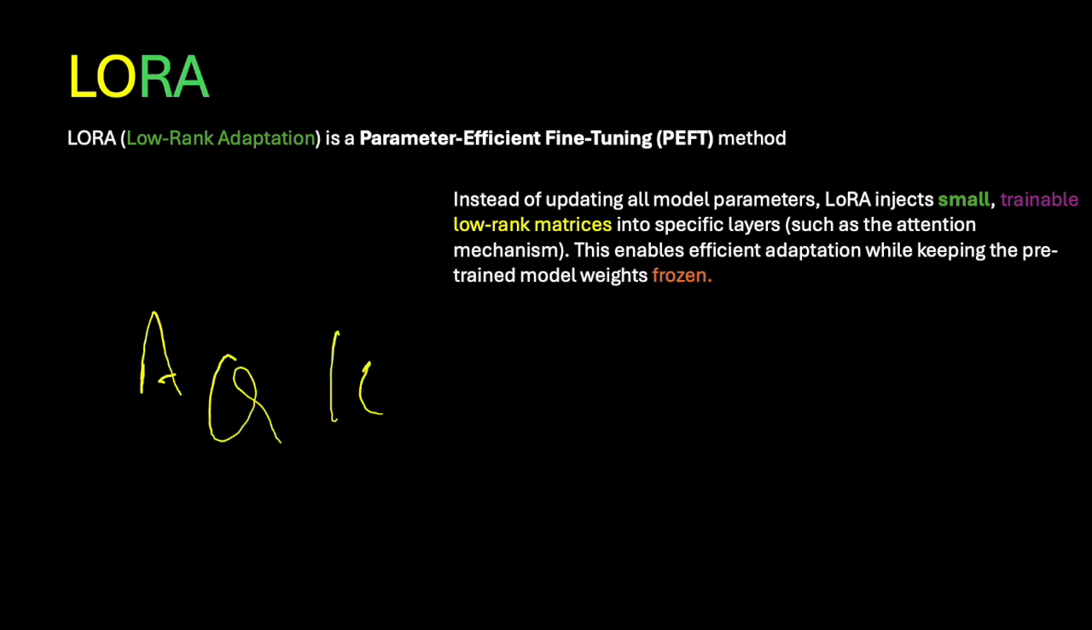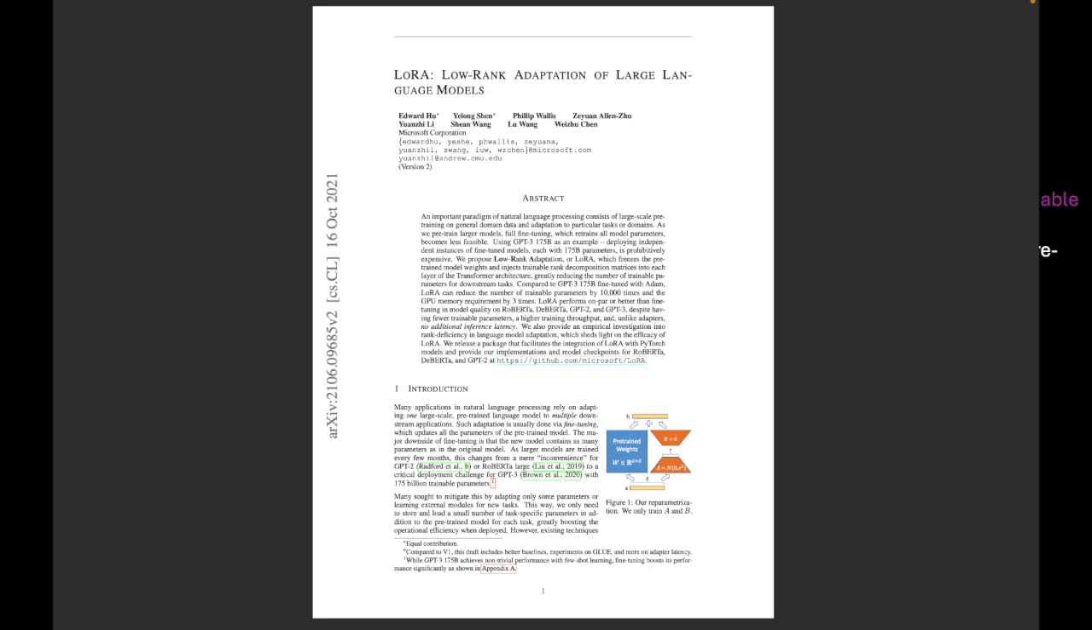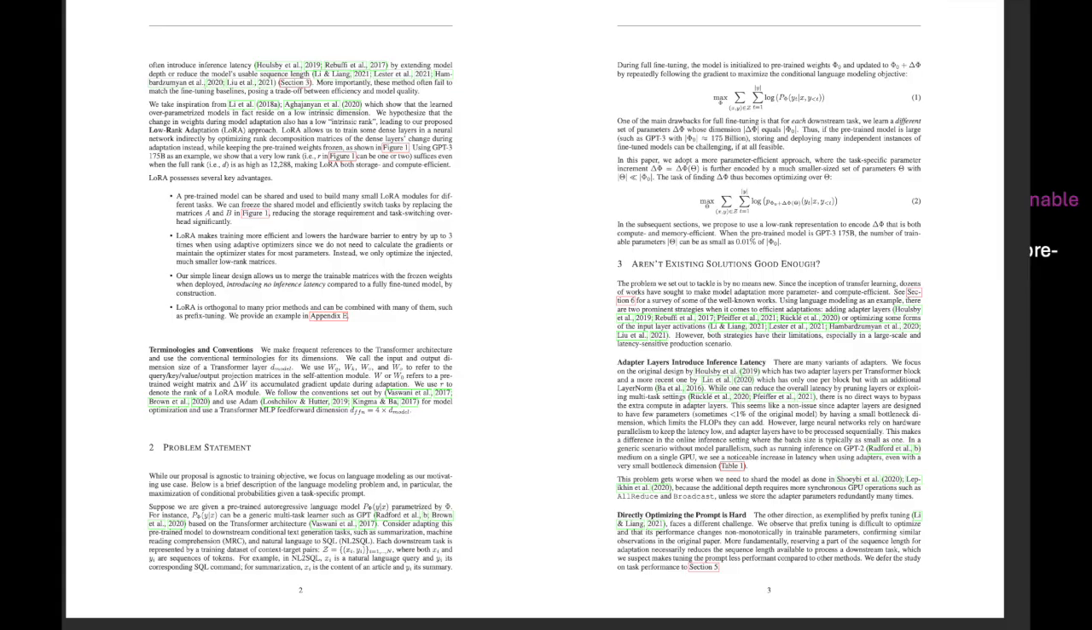So instead of directly working on all these matrices, we create a low rank matrix of these and we try to work on them. This enables efficient adaptation while keeping the pre-trained model weights frozen. It's really memory efficient and it's fast as well. The research paper here clearly indicates all the techniques used in LoRA, clearly tells us how we decompose the pre-trained weights into low rank matrices A and B here, which is clearly visible here. So this is a very detailed research paper of how LoRA can be used and how LoRA is compared to other fine-tuning techniques available to our disposal.